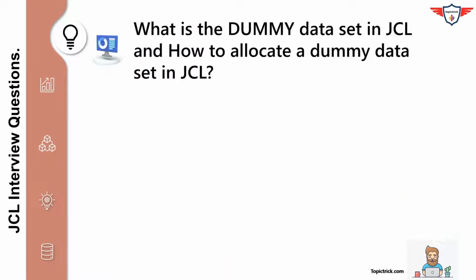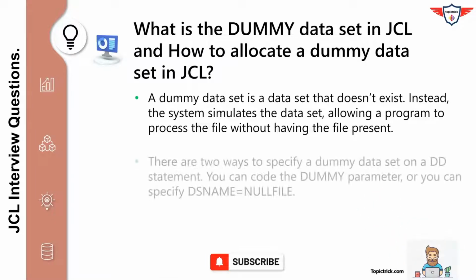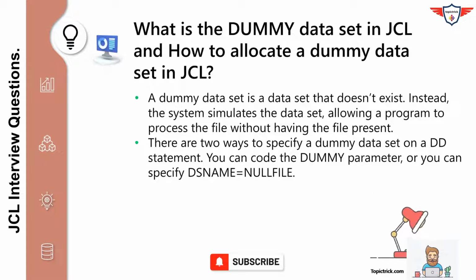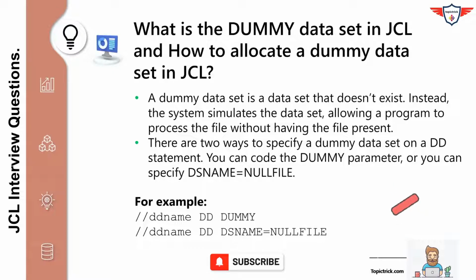What is the dummy dataset in JCL, and how to allocate a dummy dataset in JCL? A dummy dataset is a dataset that doesn't exist. Instead, the system simulates the dataset, allowing a program to process the file without actually having the file present. There are two ways to specify a dummy dataset on a DD statement. You can code the DUMMY parameter, or you can specify DSN equals NULLFILE. DUMMY is a positional parameter and, if coded, must be the first parameter on the DD statement.